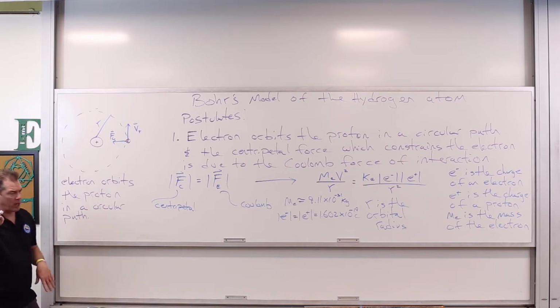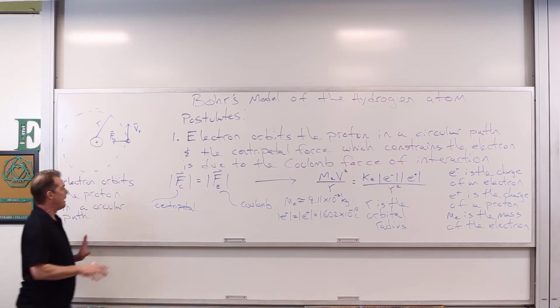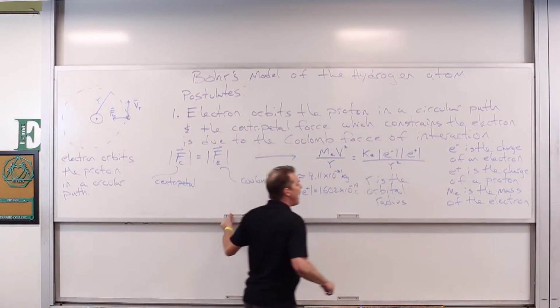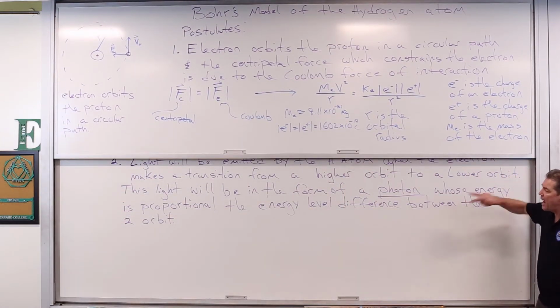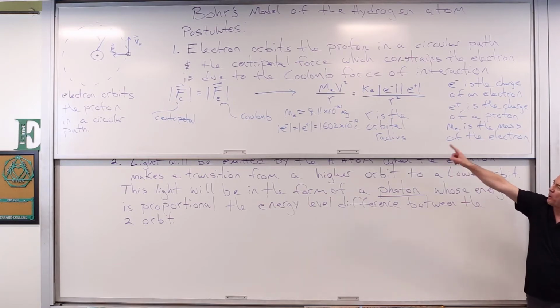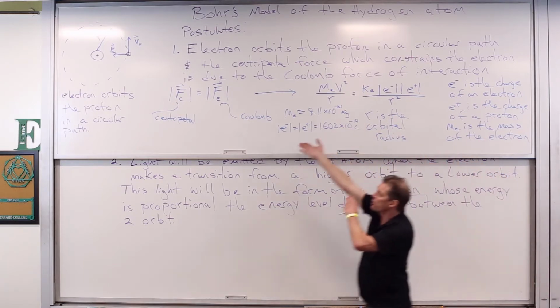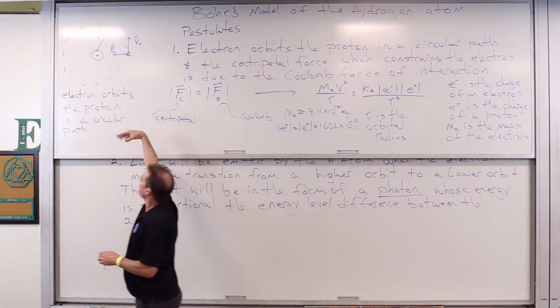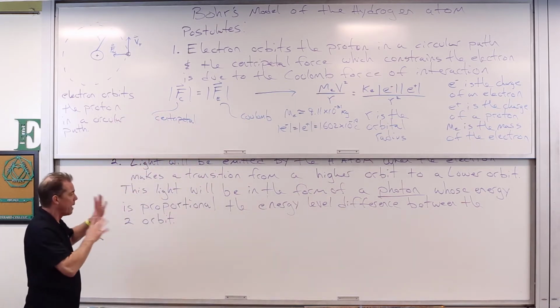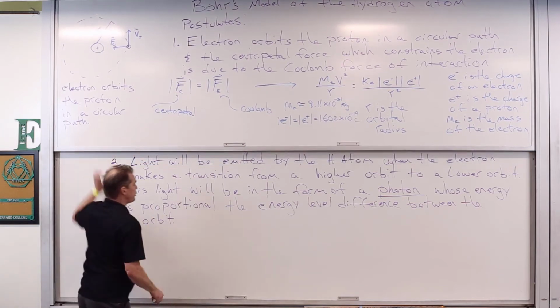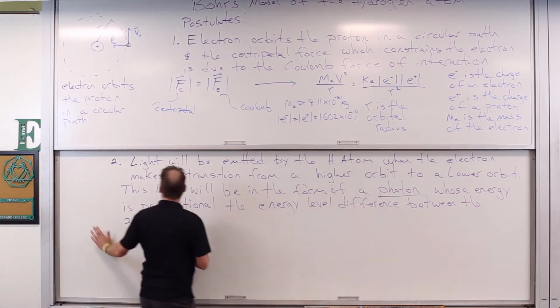in the form of a photon. We'll get to photon here in a minute. And that light will have energy associated with it that is equivalent to the energy level difference between the states of the initial orbital and, well, the final orbital of the electron in the actual atomic system itself. So there's some more that goes along with this.